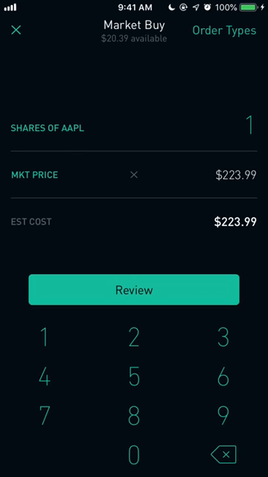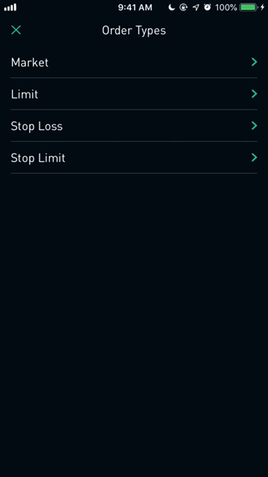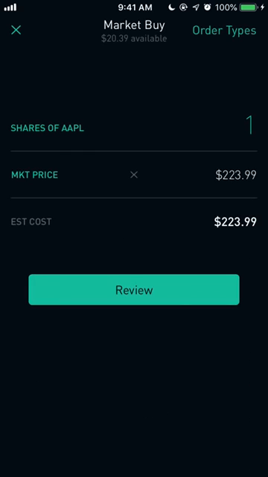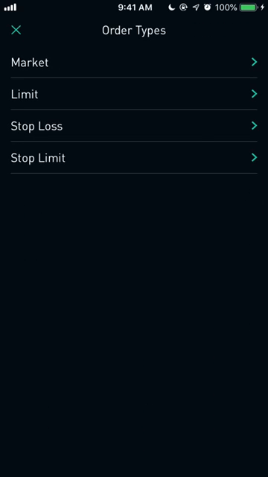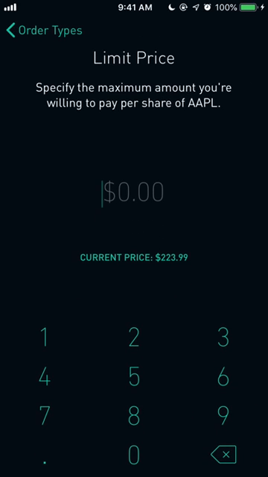If it's off a couple of cents or a couple of dollars, whatever, that could be the way to do it. But some people think a smarter way to do it is to set a limit. So once again, if you click the top right here, order types, and go to limit: if you click market, that's just going to buy it at the current price. But if you click limit, it says specify the maximum amount you're willing to pay per share of Apple.